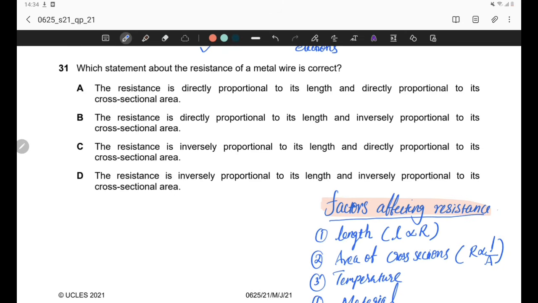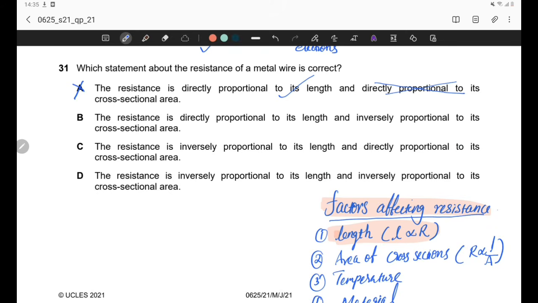Option A says the resistance is directly proportional to length. Yes, which we have seen in our first option. Length is directly proportional to resistance. And it says it is directly proportional to cross-sectional area. It is not directly proportional to cross-sectional area. Resistance is inversely proportional to cross-sectional area. So option A is wrong.